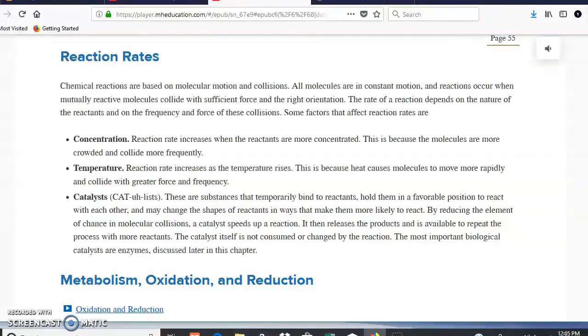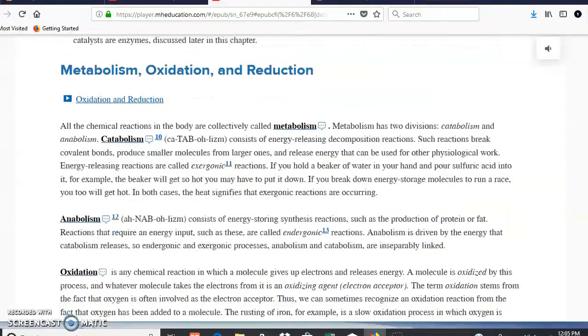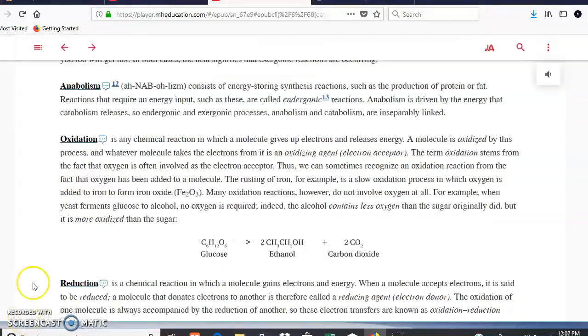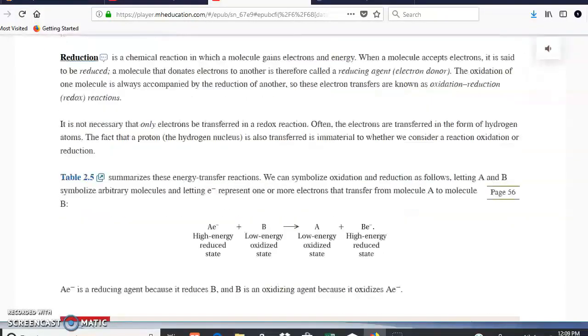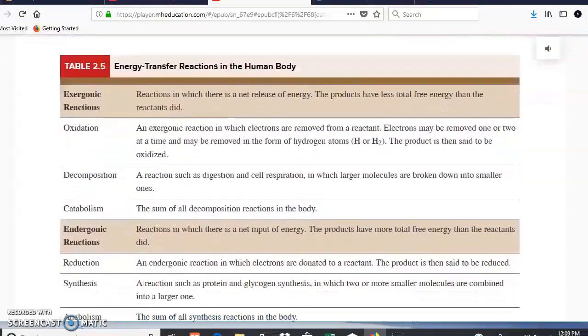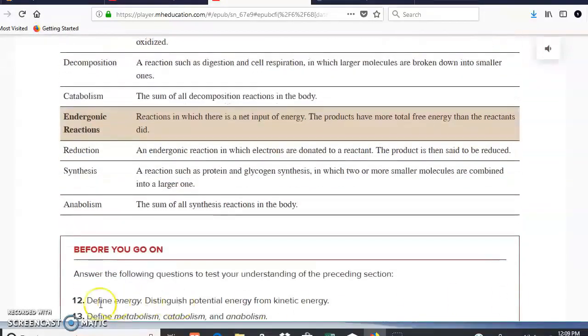Most of the time, catalysts are proteins. Metabolism, oxidation, and reduction. We have in here that all the chemical reactions that happen in your body are going to fall under the category of metabolism. The chemical reactions that build are going to fall under the category of anabolism. All the chemical reactions that destroy are going to fall under the category of catabolism. Oxidation and reduction. A chemical reaction can be an oxidation or it can be a reduction, because this one is going to oxidize by giving electrons, and this one is going to be a reduction because it receives electrons. Okay, if we scroll down, we see here some examples of chemical reactions, and that's about it.